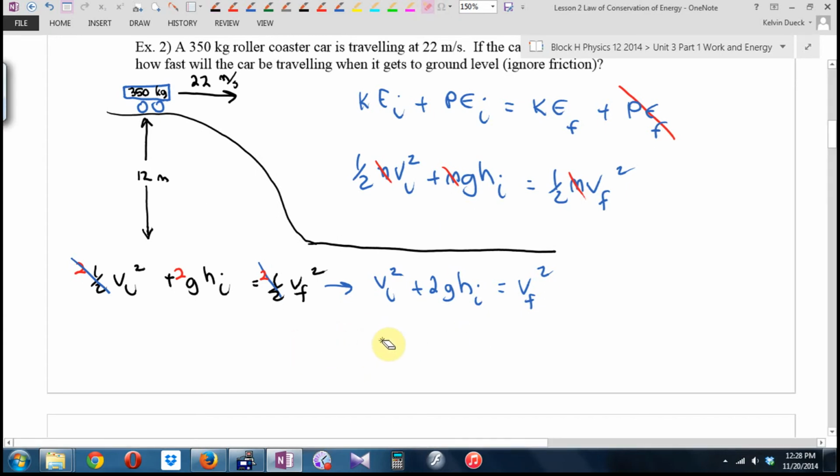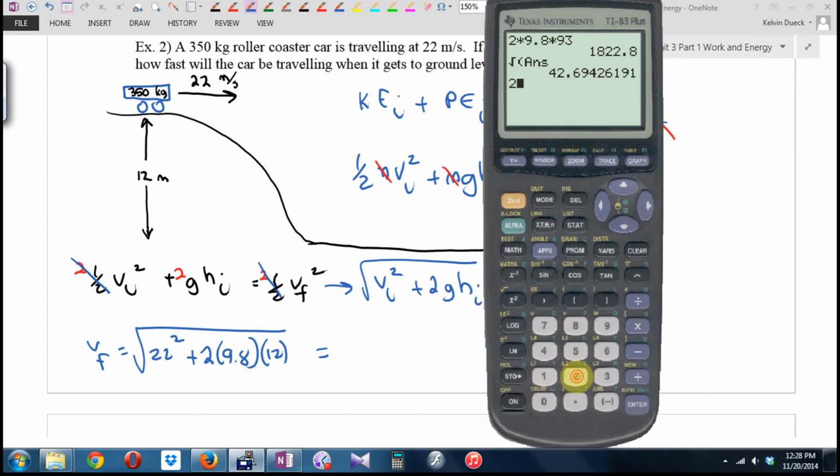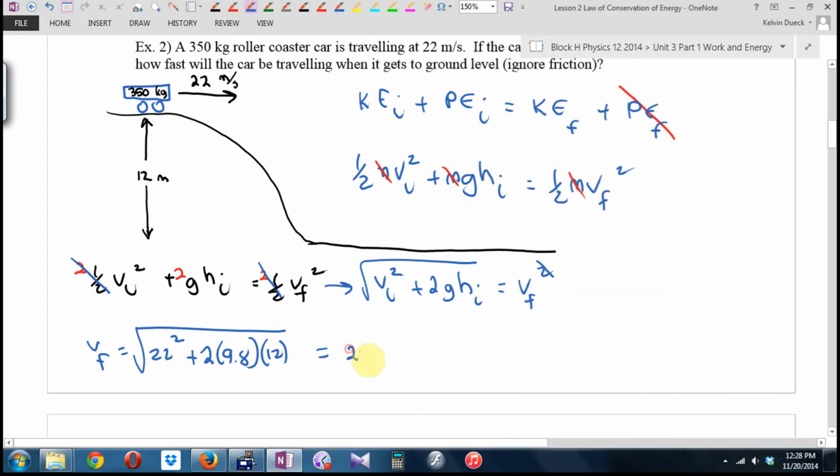Alex, what are we trying to find? How to get rid of a squared. Cross out the squared, put a big square root there. So V final is going to be the square root of 22 squared plus 2, 9.8, 12. Square root of 719.2, 26.8 meters per second.